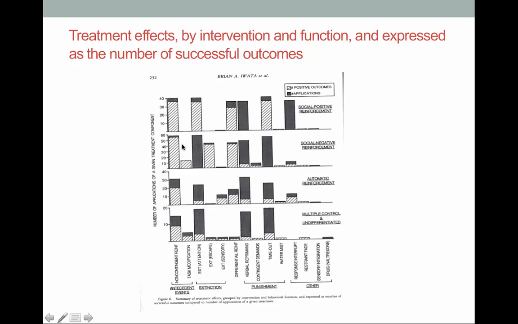Again, not surprisingly, well, that really works well. Non-contingent escape works as well as non-contingent attention does for a person whose target behavior is maintained by social positive attention, and for someone whose target behavior is maintained by negative reinforcement. All right, task modification. Hey, that's a great antecedent event.